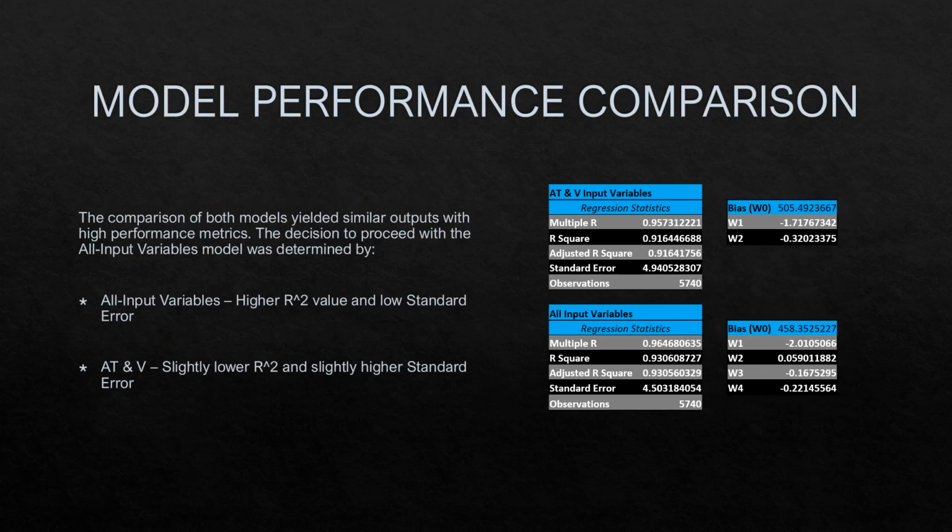For the model performance comparison, the comparison of both models yielded similar outputs with high performance metrics. The decision to proceed with the all input variables model was determined by the below. All input variables had a higher R square value and lower standard error versus the AT and V, which had a slightly lower R squared and a slightly higher standard error.